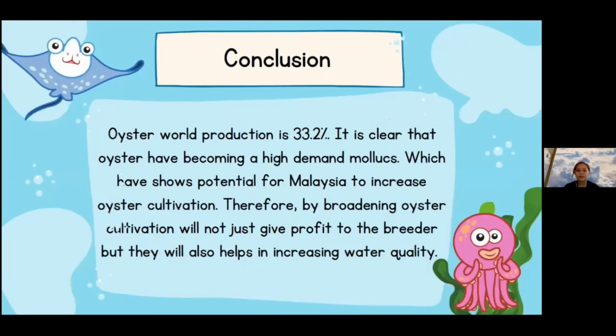This is our group conclusion for the oyster farming in Malaysia. Oyster world production is 33.2%. It is clear that oyster has become a high demand mollusk, which has shown potential for the population to increase oyster cultivation. Therefore, expanding oyster cultivation will not just give profit to the breeder, but will also help in increasing water quality.